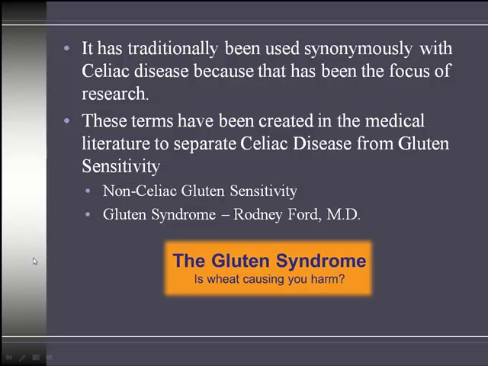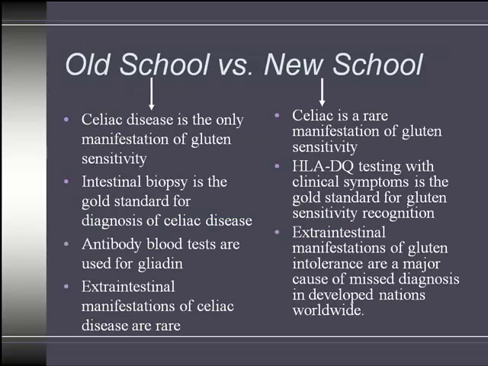There have been several new terms that have been created in the medical literature, as you can see down here, to kind of unmarry gluten sensitivity from celiac disease. And those two terms are non-celiac gluten sensitivity, which is a no-brainer. You can kind of piece that together. And then the other one is gluten syndrome. And gluten syndrome just means that a person eats gluten, gets sick, develops disease, and it doesn't necessarily have to be celiac disease. So it's important to note the two differences. Once again, celiac disease is a manifestation of gluten sensitivity, but gluten sensitivity in and of itself is not an actual disease.